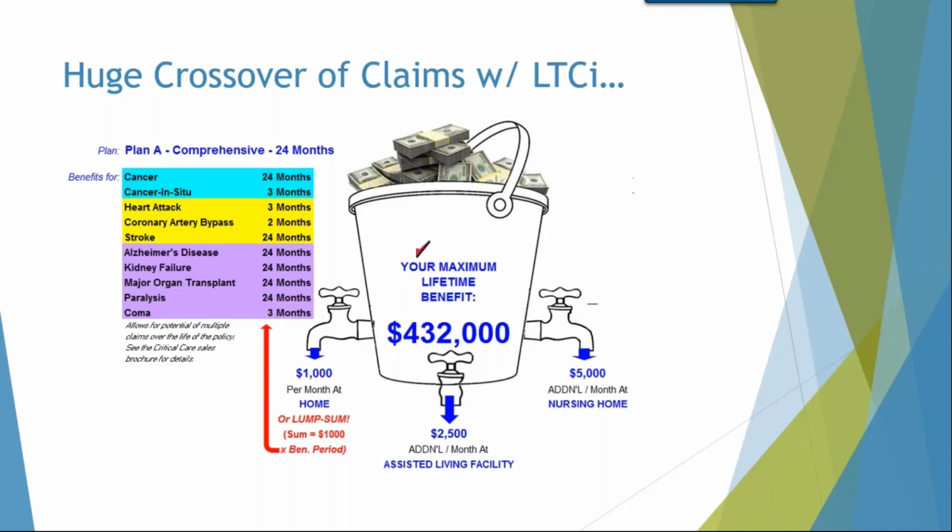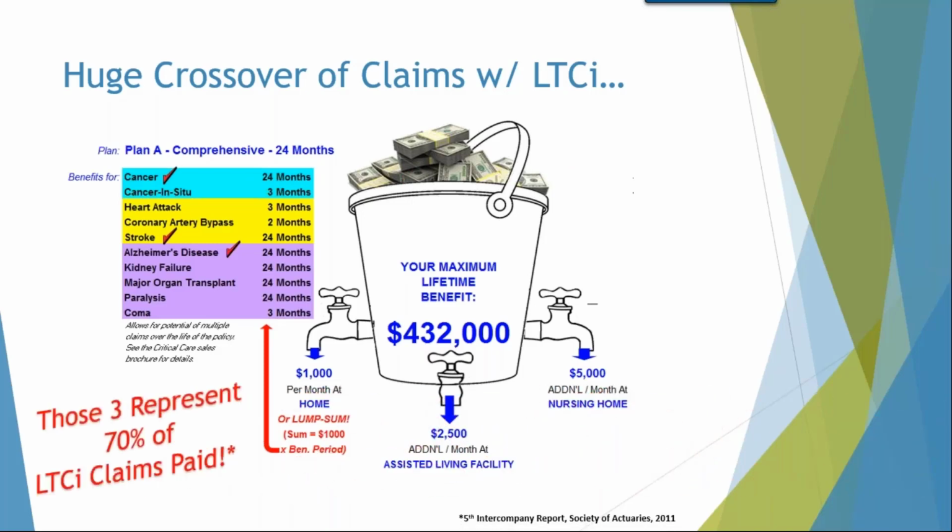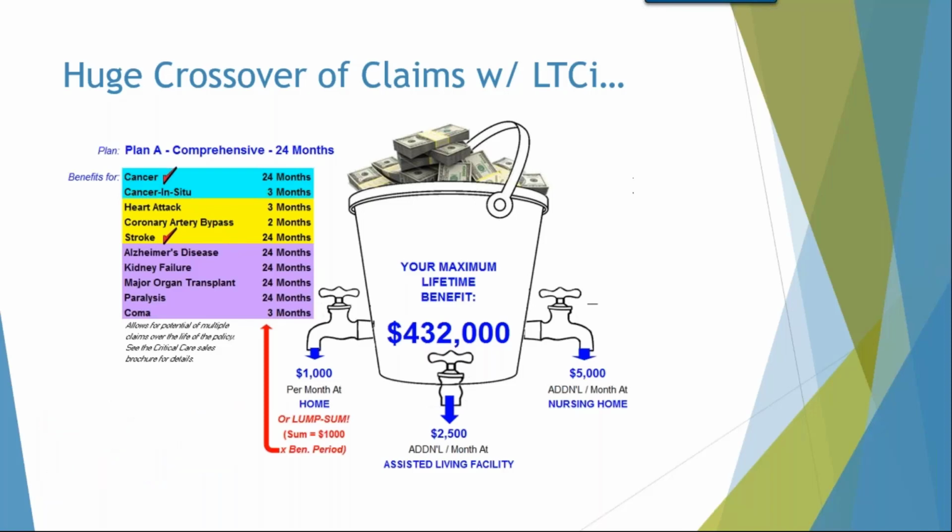And if you look at Alzheimer's, stroke, and cancer, that's about 70% of all the long-term care dollars paid out in claims that we have in America today. So this is what I'm talking about, crossover of claims. So you can see those are all covered within the Critical Cash plan that you see on the screen.